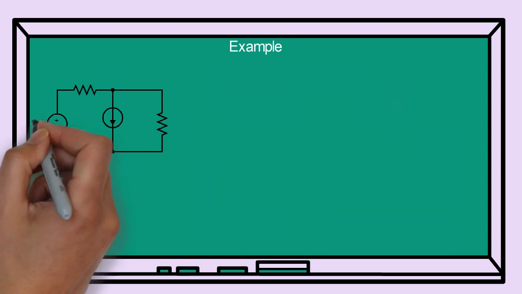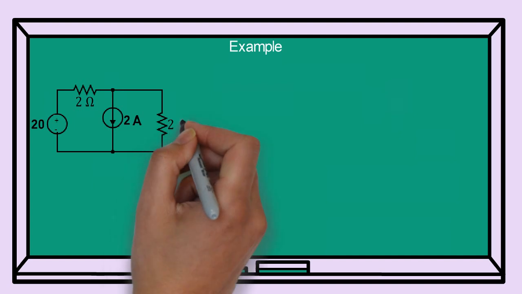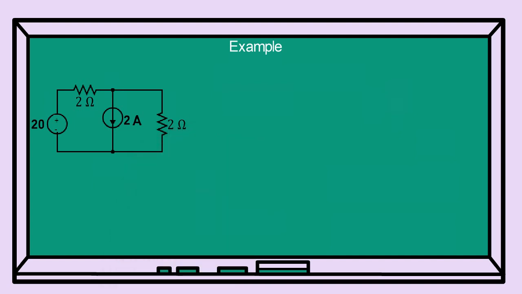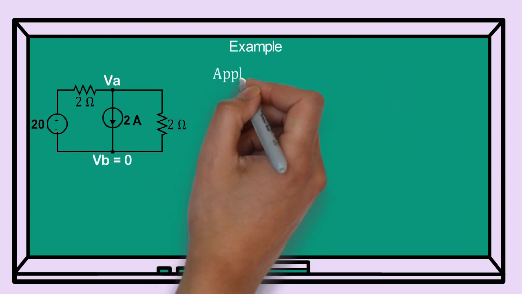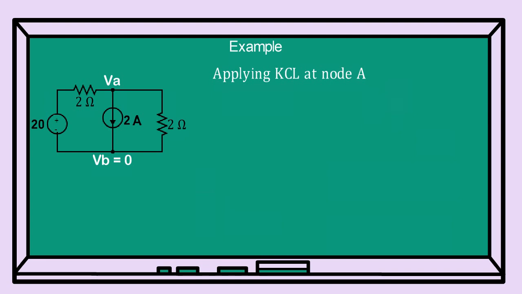In the circuit diagram, a 20 volt voltage source and a 2 ampere current source are connected with two resistors like this. There are a total of two nodes marked as VA and VB. Here, friends, VB is taken as the reference node. Now, before applying KCL, let's mark the current in the branches. Here, 3 branches can be seen. For node A, current I1 is entering while I2 and I3 are leaving the node. So, the KCL equation can be written as mentioned.